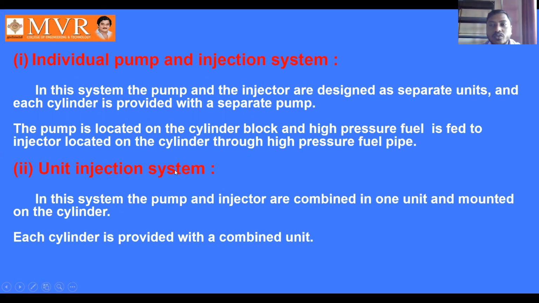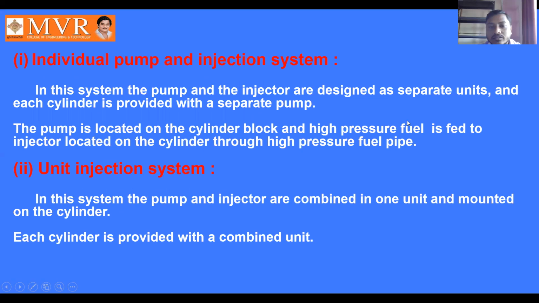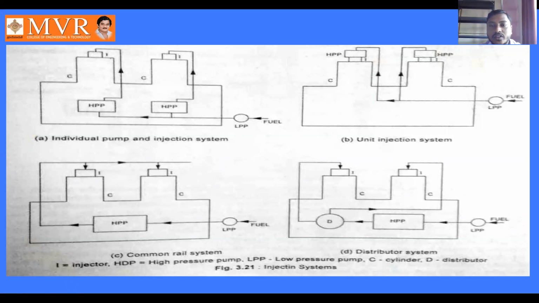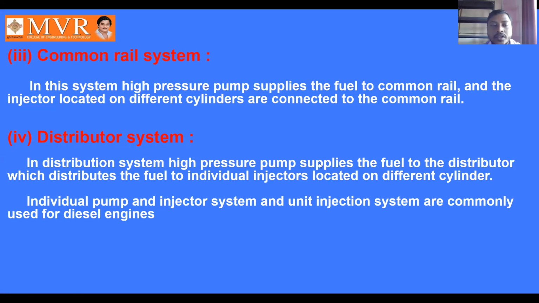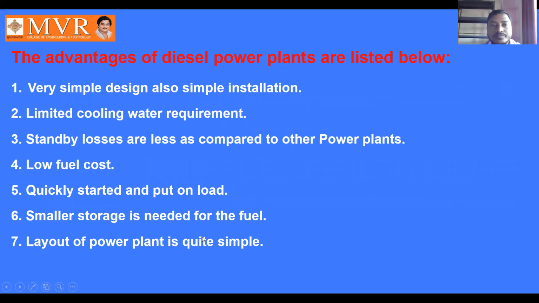Coming to the unit injection system, in this system the pump and injector are combined in one unit and mounted on the cylinder. We can observe in the diagram that the pump and injector are combined in one unit and mounted on the cylinder. Each cylinder is provided with a combined unit.